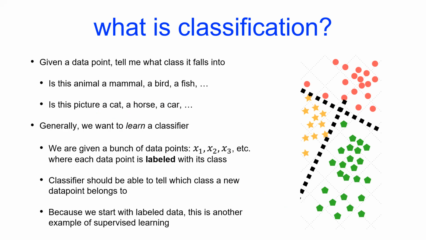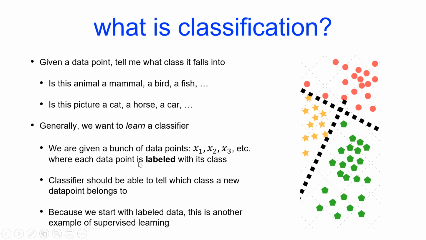So the classification is basically, I think I have covered this, you get a data point and you just tell what class it falls into. Is this animal a mammal, a bird, or a fish? Is a picture a cat or a horse? So basically you assign these discrete labels to a data point. The key here is to learn a classifier. Essentially you give a data point, then the classifier will try to assign a class label, okay? So that is a classification problem.